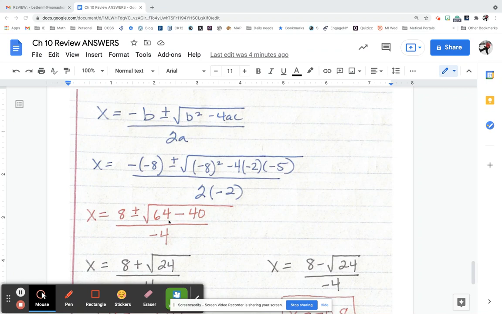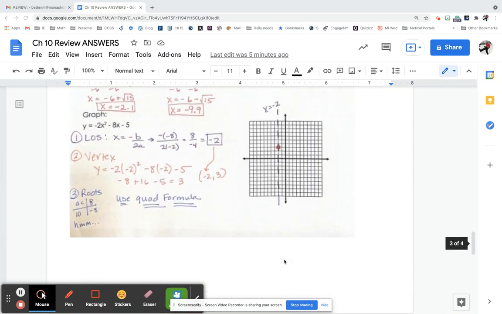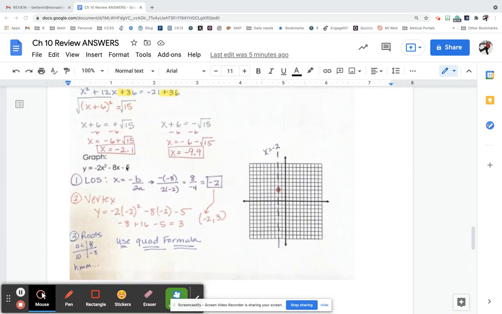Being very careful with the quadratic formula, remember I would do 8 plus the square root of 24, hit equal, divide by -4. 8 minus the square root of 24, hit equal, divide by -4. I would have plotted those 2 points on my graph. I could have gone and used my y-intercept. Lots of different options.